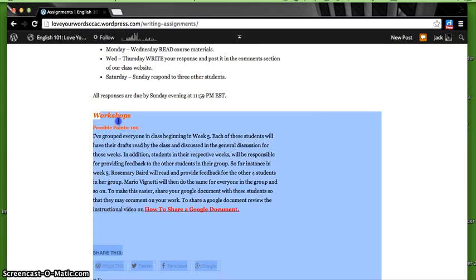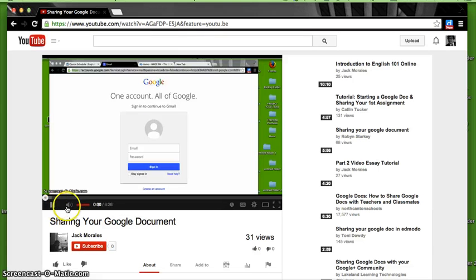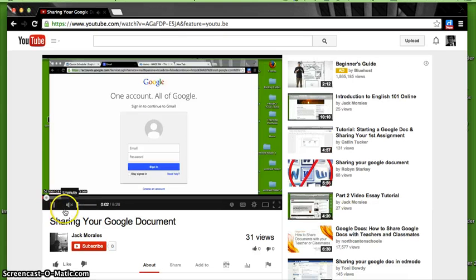For instructions on how to participate in the workshop, here's on the assignments page a description of that, including a link to a video on how to share a Google document. Okay, so you can take a look at that video that I made a while back for how to do that.